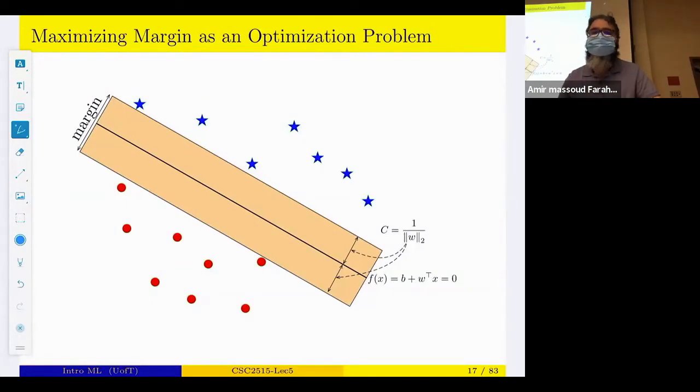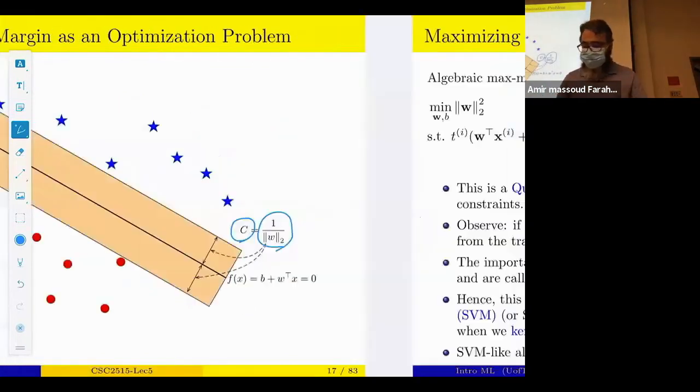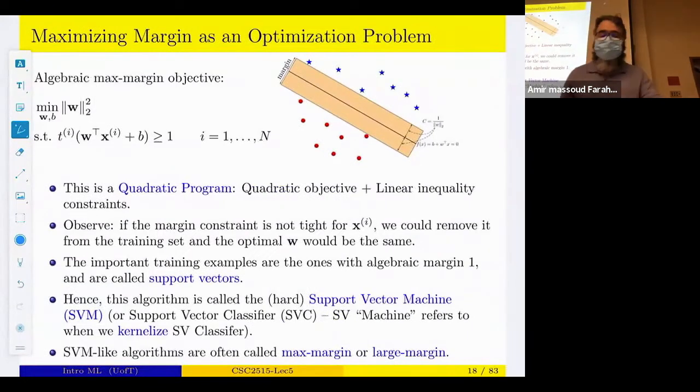Okay, so it's another visualization: we want to find a hyperplane whose margin is maximized. The margin is C, which is also equal to 1 over the norm of W. So maximizing the margin is equivalent to minimizing the norm of W, or the norm of W squared. So this is the optimization problem. Again, I write it here. As I mentioned, it's a quadratic program, which is a quadratic objective plus linear inequality constraints.